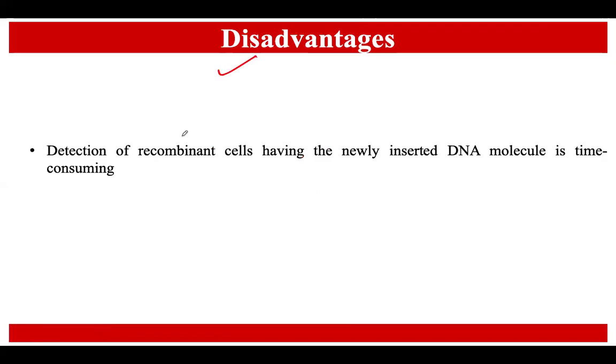But there is one disadvantage as well: the detection of the recombinant cells having the newly inserted DNA molecule is time consuming. As I just mentioned, you have to screen a lot of colonies, make the master plate, then make a replica, and grow the cells in the ampicillin-containing medium or the tetracycline-containing medium and so on. That is why it's time consuming.